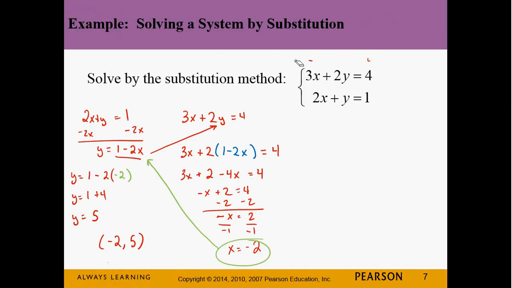Generally, yeah. You just do whichever one's easier. I could have done it either one of these. Absolutely. Because if you did it here, 2 times negative 2 plus y equals 1. Negative 4 plus y equals 1. Add 4. Add 4. Y equals 5. Right? You're going to get the same thing either way. It just tends to be a little easier if you use the other one.